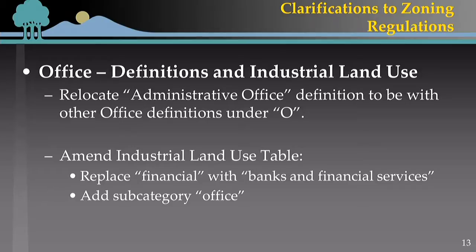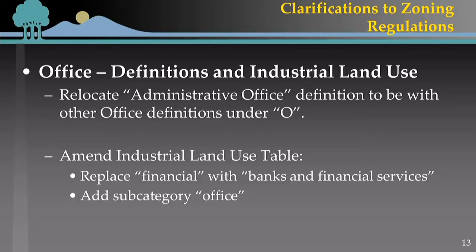Staff's also proposing to amend the industrial land use table, where under office there's a subcategory of financial, which doesn't align with a specific financial definition. The definition that is found is under banks and financial services. So staff is proposing to remove the financial subcategory and include the banks and financial category instead with the same permit requirements, and that would align as well with what you see under the commercial land use table.